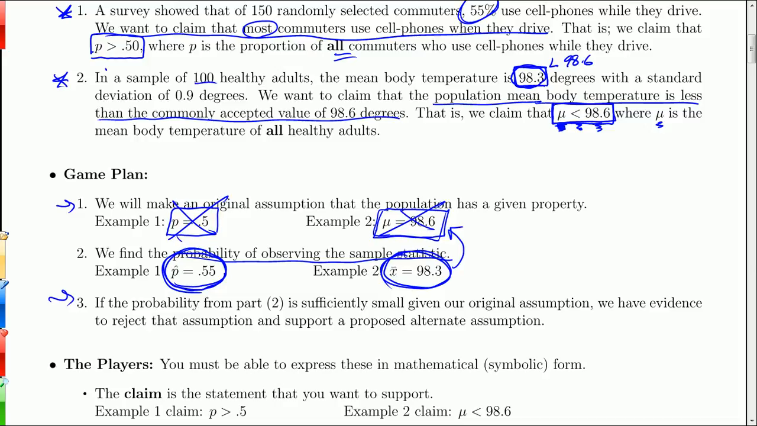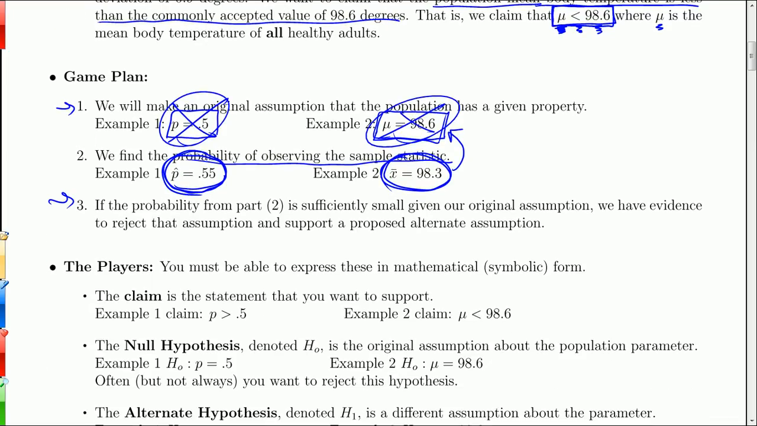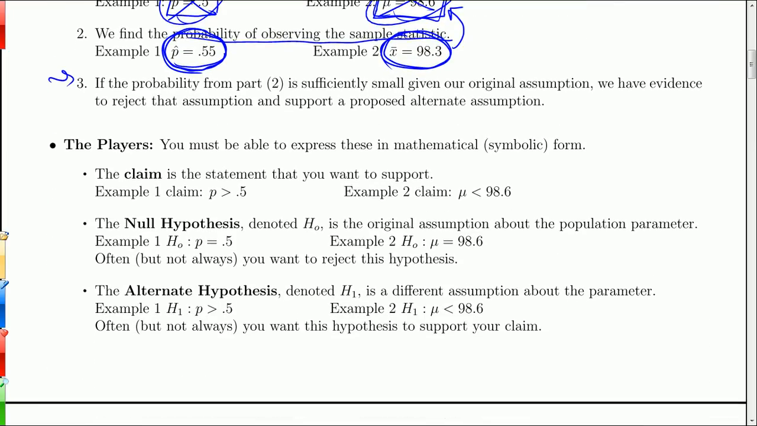We sort of set this assumption up to possibly be rejected, and then what you're left with is the alternate assumption. So I have some players here. The claim is the statement you want to support. So those are those original mathematical inequalities that I put boxes around from the first two examples.